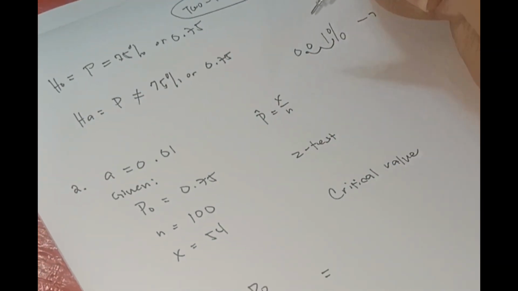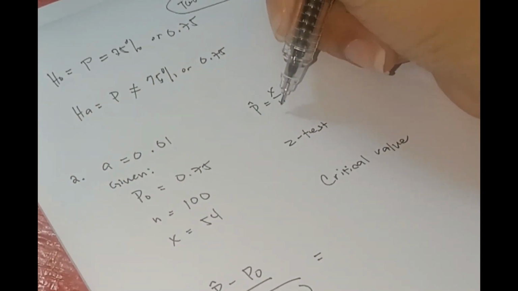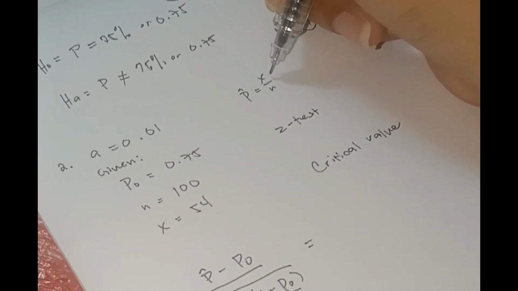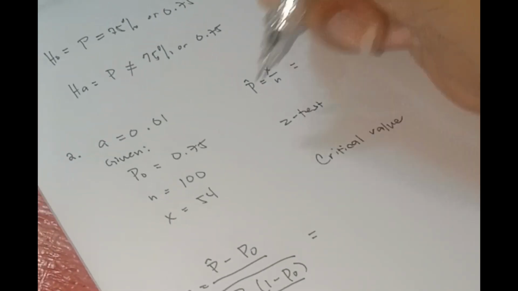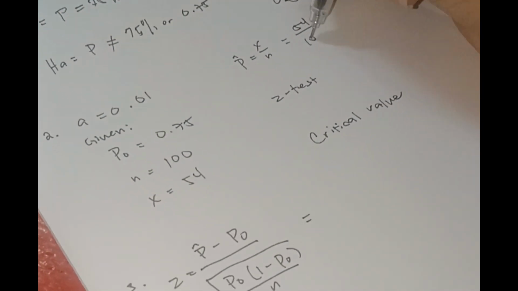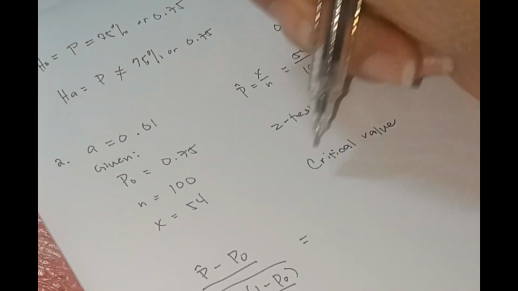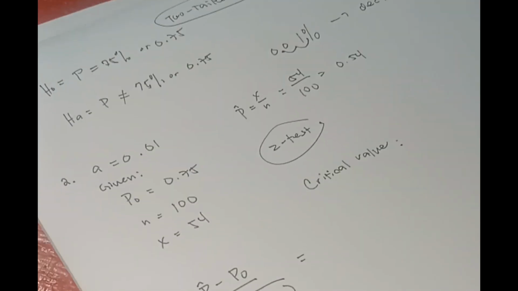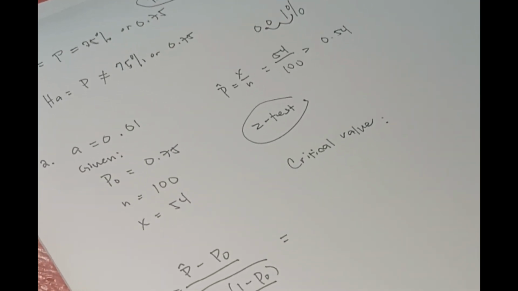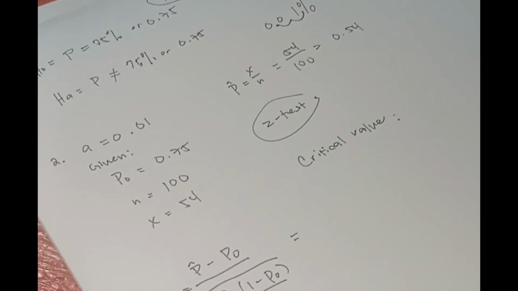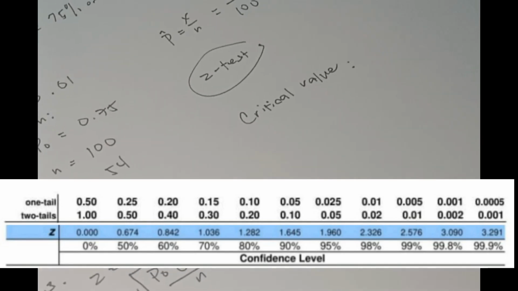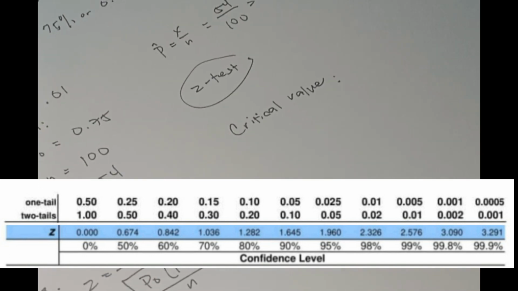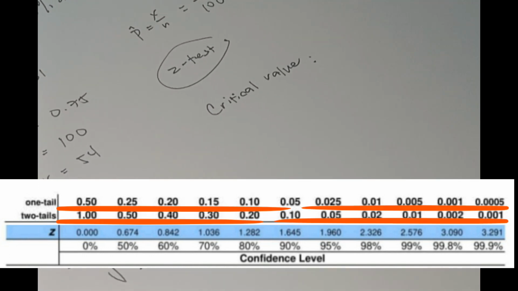So, after nyan, kailangan natin isolve yung P hat. So, P hat is equal to sample with reply divided by sample size. So, here, 54 divided by 100, that will be 0.54. At dito, para mahanap natin ng critical value, z-test lang ang gagamitin natin. So, ang significance level natin na 0.01. So, nandito siya. Dito natin siya titignan sa pangalawang row, sa may two-tailed.